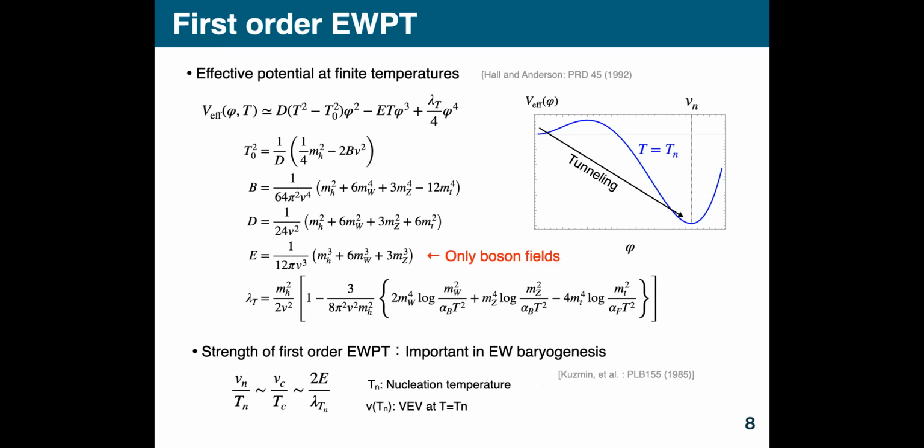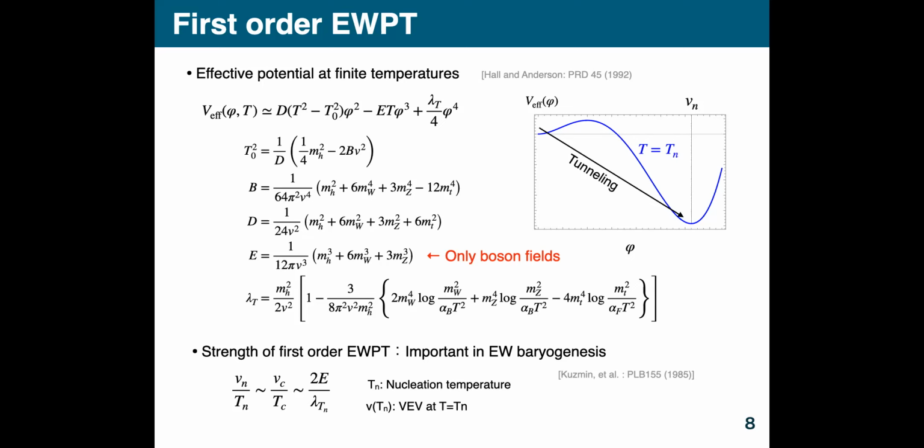In order to realize the electroweak baryogenesis, as I explained, the first order electroweak phase transition is required. So I will explain how to realize the first order electroweak phase transition.